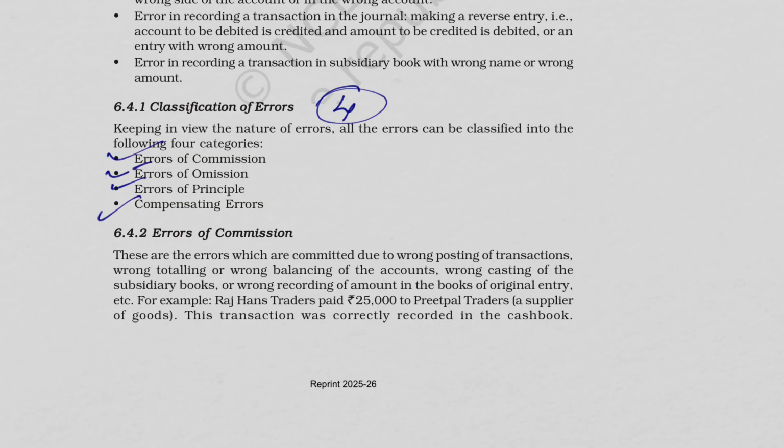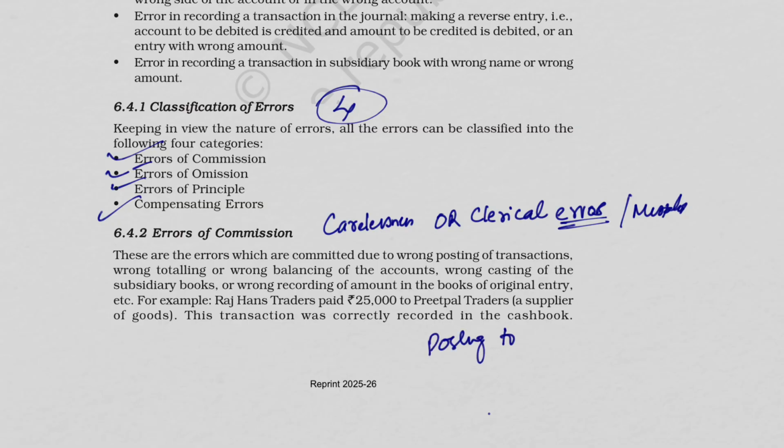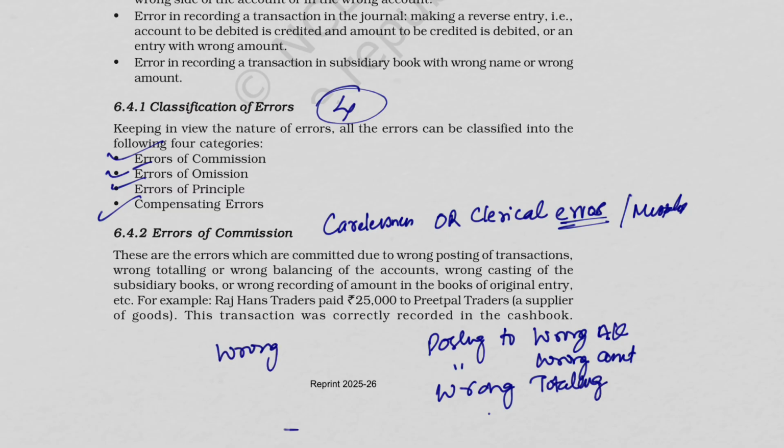First of all, we have error of commission. These mistakes basically occur due to carelessness or clerical errors or mistakes. For example, posting to the wrong account, posting the wrong amount, wrong totaling, wrong balancing. So everything is just wrong here.